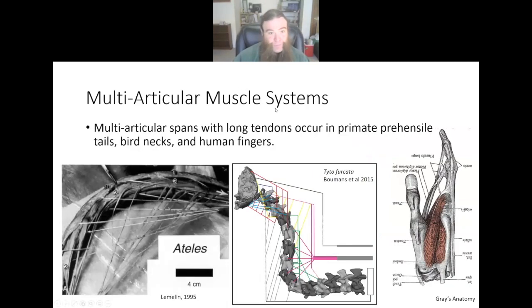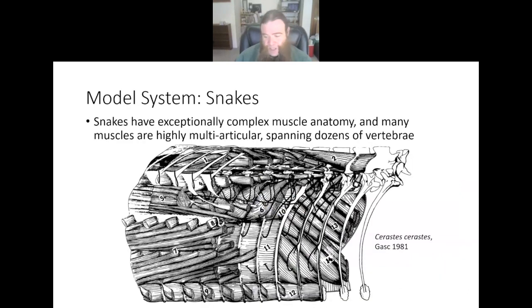And so these systems are actually fairly widespread, perhaps not as common as biarticular muscles, but they're seen in bird necks, they're seen in tails of species like primates, as well as lizards. Our own fingers are sort of a multi-articular system. All the actual muscle is down here in either the palm of the hand or in the forearm, and it's these long tendons that control grasping. So they're a very widespread system. And my particular focus organism, snakes, have a very complex version of these. They have a large number of muscle types.